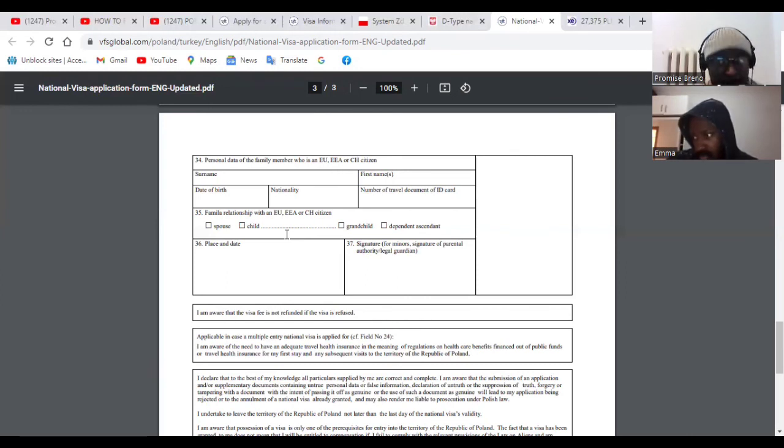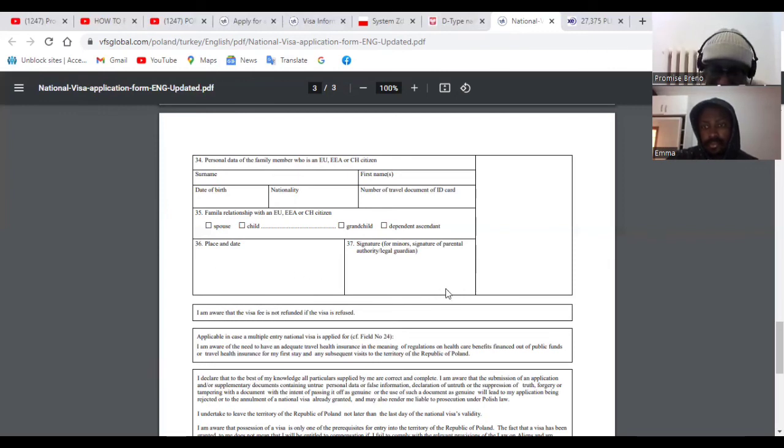So in that case, for those applying from Nigeria, if you already know your appointment date, please put the place and the date here. But if you don't know the appointment date and place, please leave this place blank and leave this place blank. When you know it, then you put it and you sign.